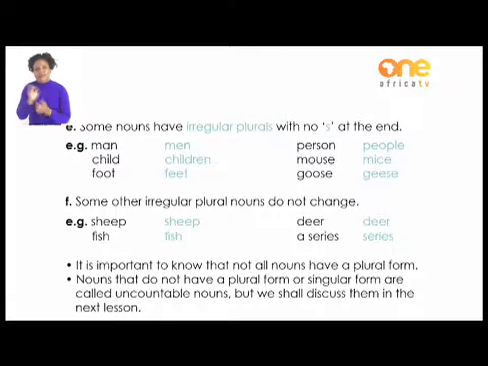Some other irregular plurals do not change. For example, sheep remain sheep. We don't add an S to that. Fish, fish. 1 deer, 2 deer. A series, series. It is important to know that not all nouns have plural forms. Nouns that do not have a plural form or singular form are called uncountable nouns. But we shall discuss them in the next lesson.